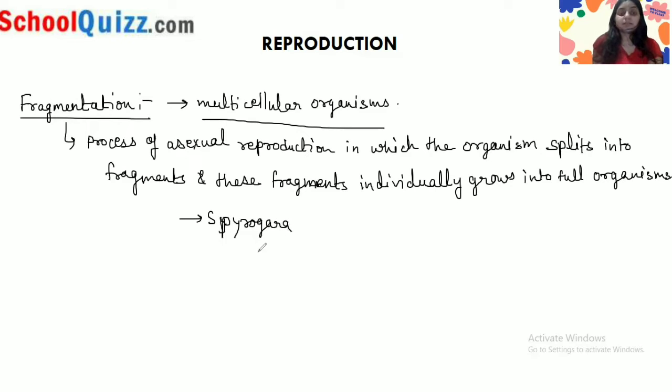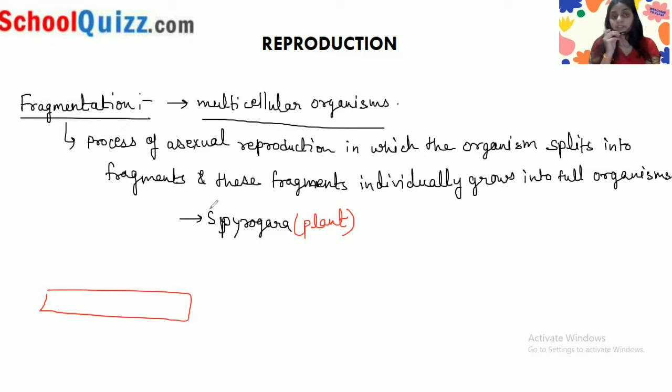Let's say this is a Spirogyra. So what is happening in fragmentation? Spirogyra is a plant, so fragmentation can happen in plants. From this Spirogyra example you can understand this. And if a question is asked in the examination like "fragmentation only happens in animals," you can mark that question wrong. So we are seeing the fragmentation example, this is a Spirogyra.